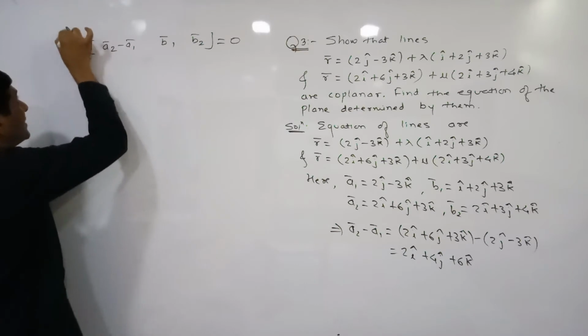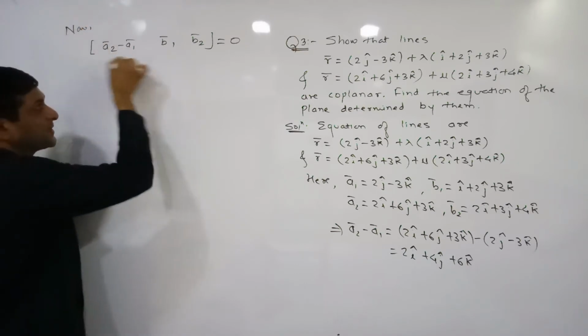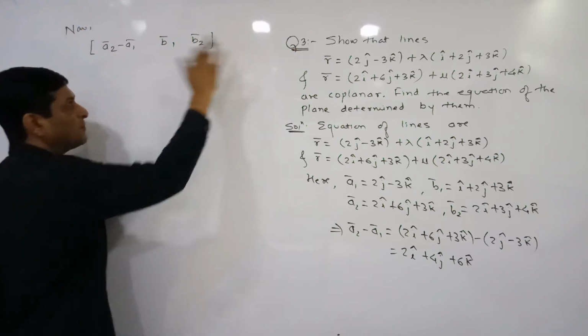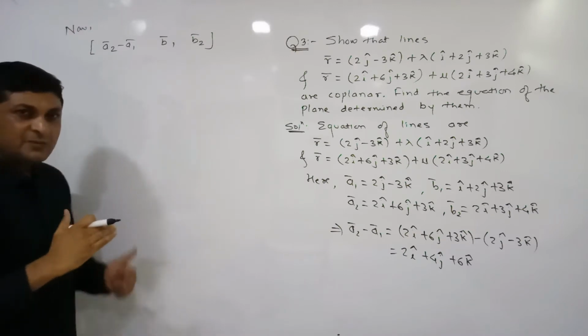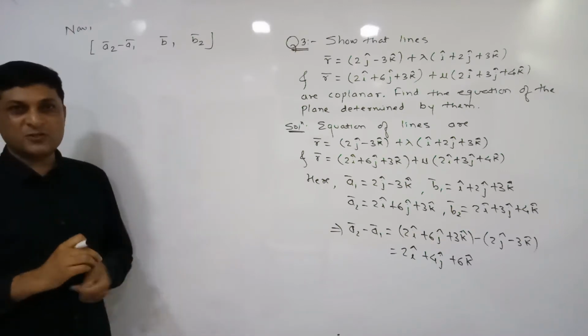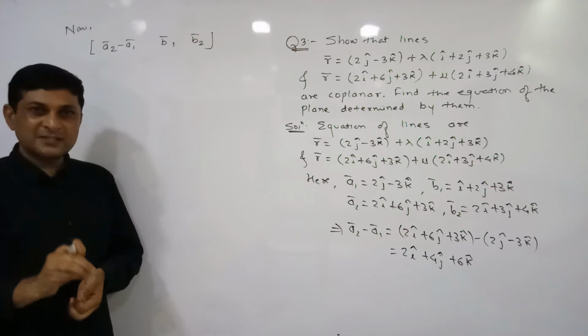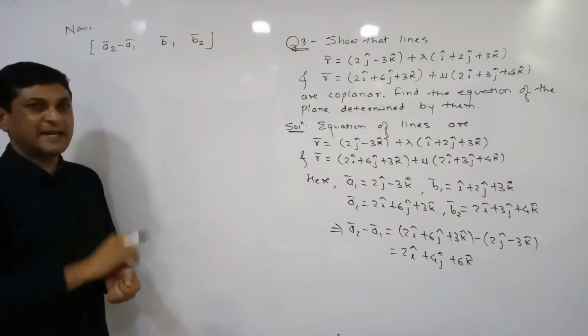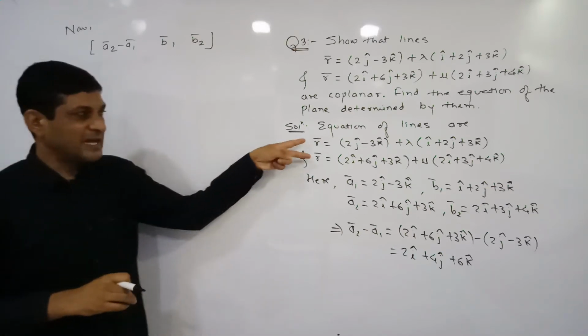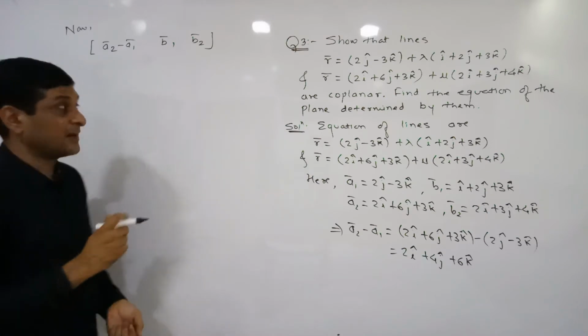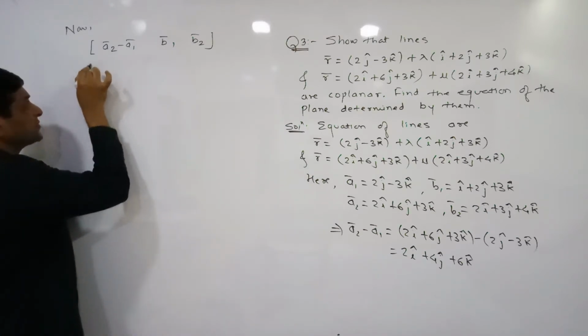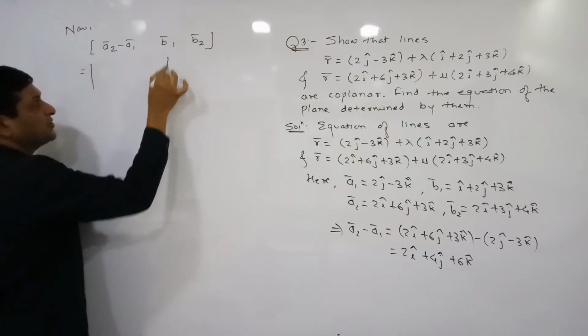Once the value of A2 bar minus A1 bar is known to us, now we have to check that. Now we are finding the value of this box product, and we have to check whether the value of the box product is 0 or not. If we are able to show that the value of this box product is 0, then this is nothing but the condition for what? Coplanarity of two lines. It means we can say that the given lines are coplanar.